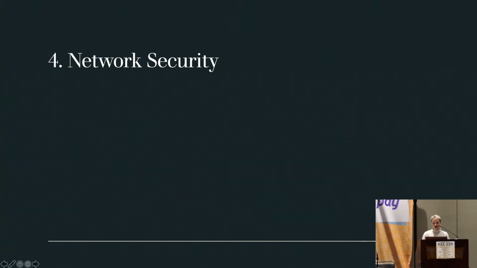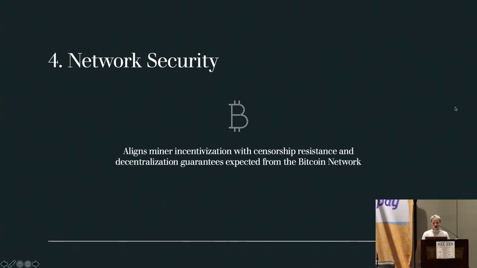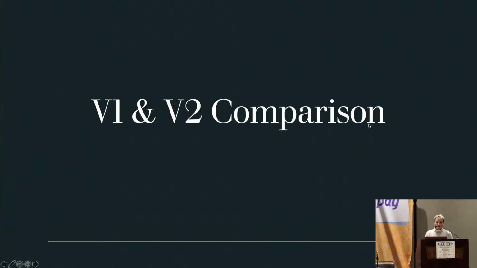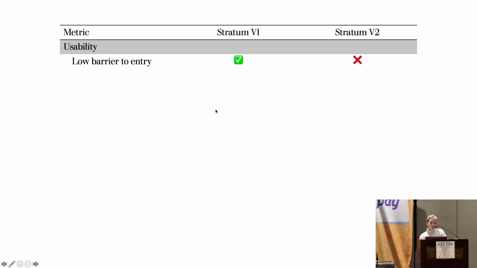Finally is network security. We need a protocol that aligns miner incentivization with the censorship resistance and decentralization guarantees we all expect from the Bitcoin network. Okay, so what is Stratum v1 lacking, and how does Stratum v2 compare? Let's use our metrics to assess.